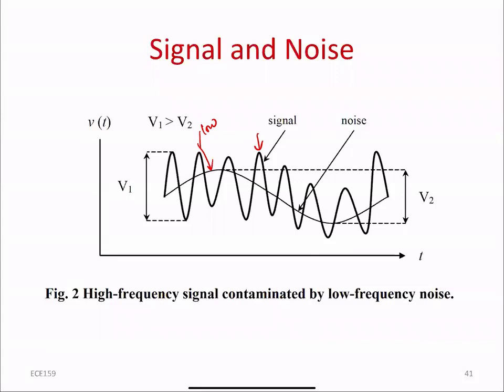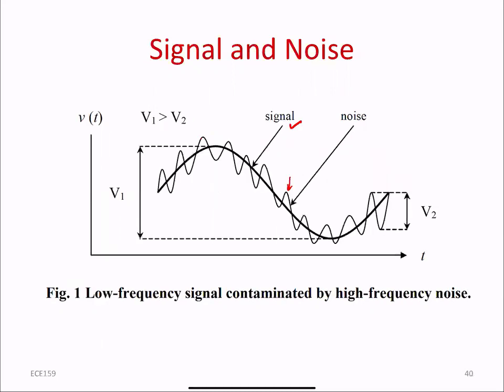There are sometimes when we need to get rid of noise. For example, in this case, we are interested in our signal. We are not interested in the noise. So we want to get rid of the noise. What we want is to pass this response to a filter which can filter out the low frequency noise or low frequency components of the signal and only pass the high frequency.